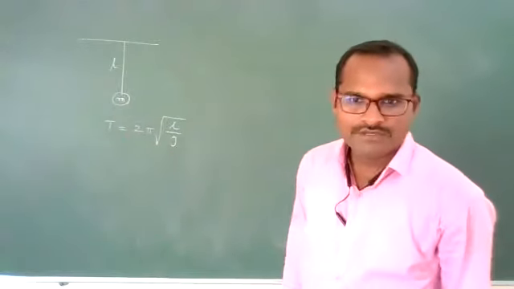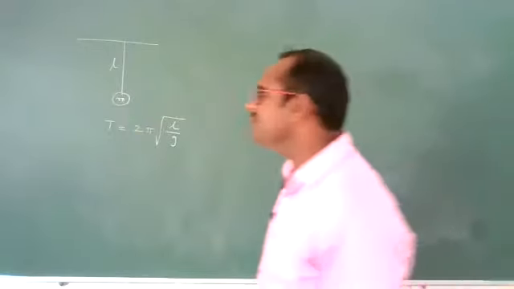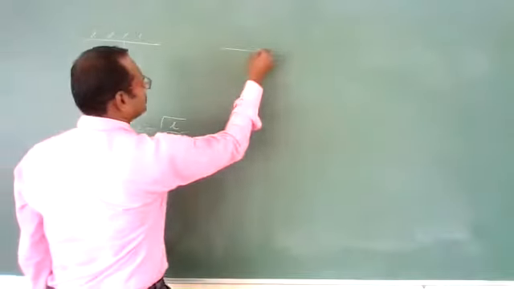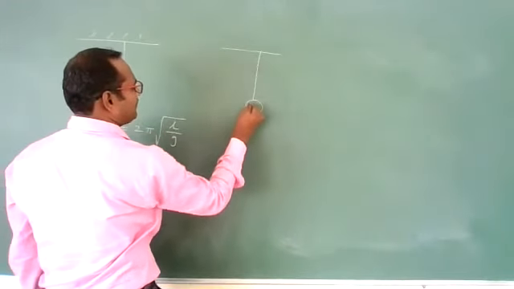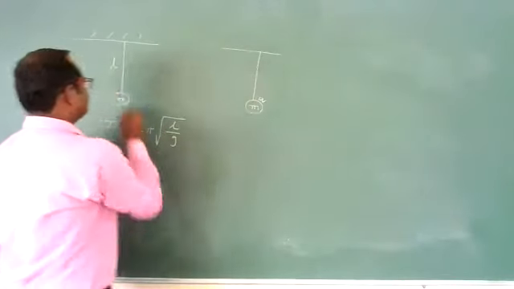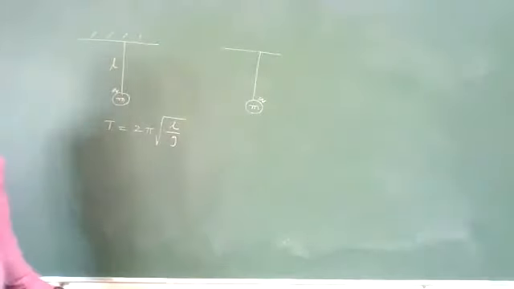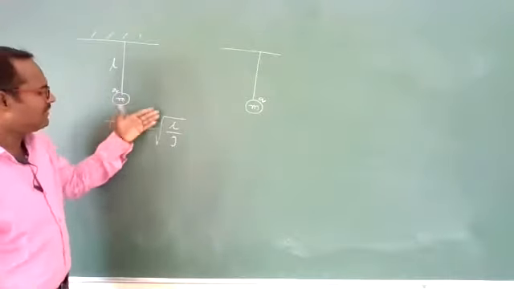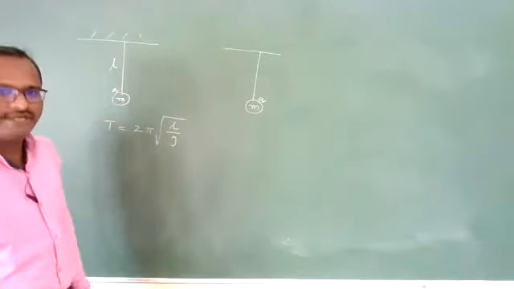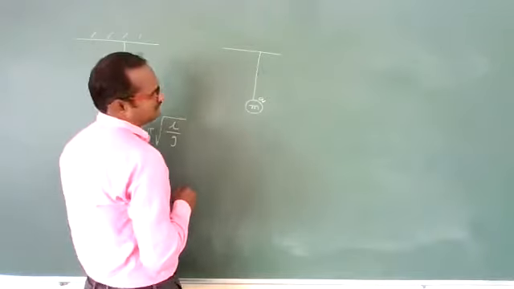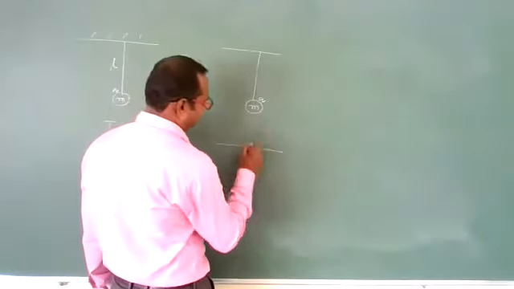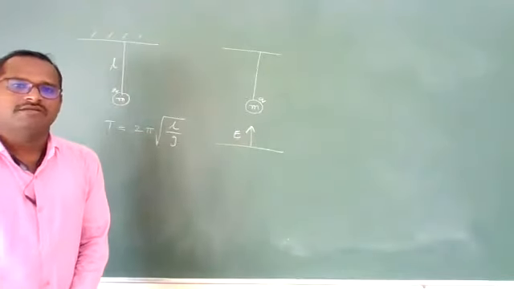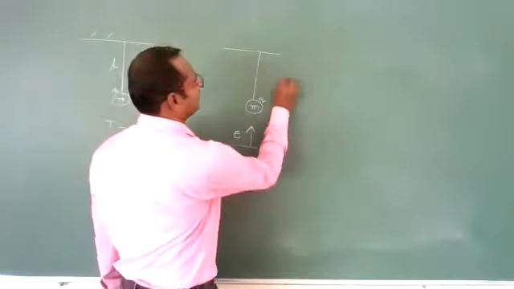Now this same thing, if you place it inside an electric field, let us suppose this object has mass m and charge q. If there is no electric field, there is no external force acting on it, so the time period will be 2 pi root L by g only. Now if we apply an electric field in this direction, what will be its time period?